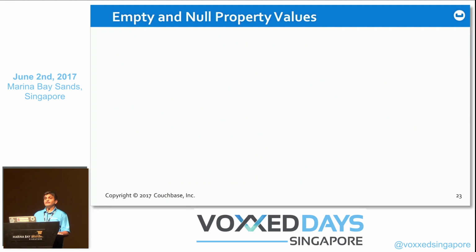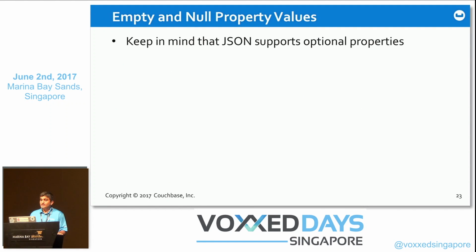Empty versus null versus missing attributes. JSON supports optional properties. That's the beauty of JSON, right? It's a flexible data store, so it can have optional properties. Two JSON documents might not be exactly similar. There might be some properties that are missing.